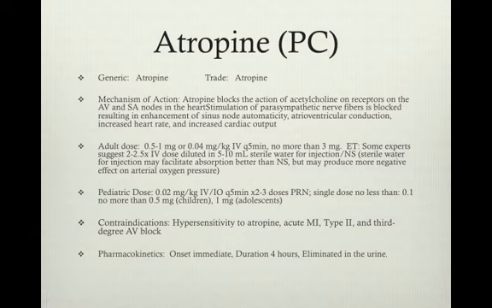Adult dose 0.5 to 1 milligram to a maximum of 0.04 milligrams per kilogram. AHA currently has capped that at 3 milligrams. Via ET, some experts suggest to administer 2 to 2.5 times the dose if we have to go down the tube. Please dilute in 5 to 10 mils of sterile water for injection.